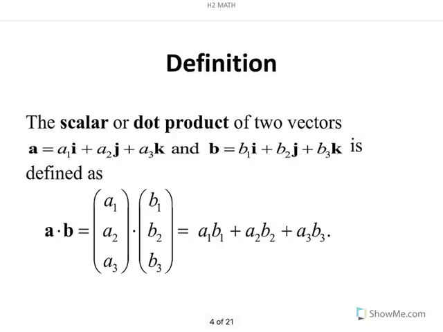Okay, so now this short video is for the scalar or dot product of two vectors. As we learned before, if you look at a vector in three-dimensional format, this is a1, a2, and a3, and the vector b consists of the components b1, b2, and b3. The scalar or dot product of these two vectors will be equal to a1b1 plus a2b2 plus a3b3.